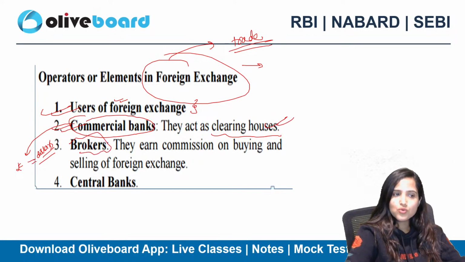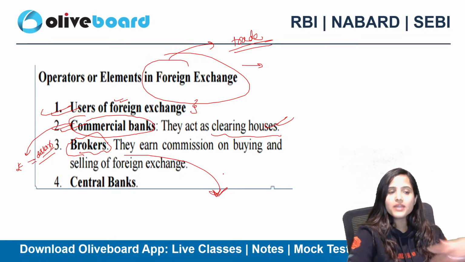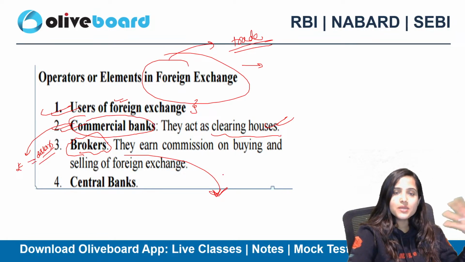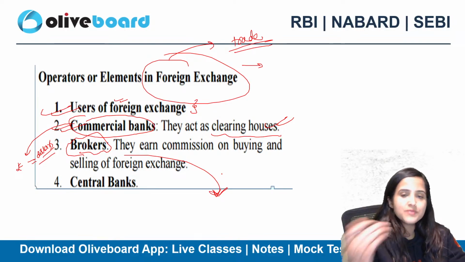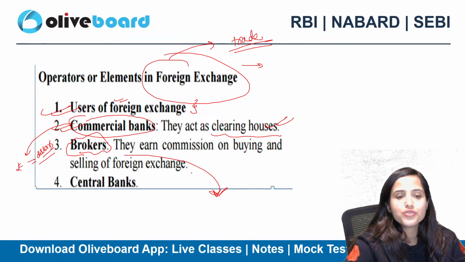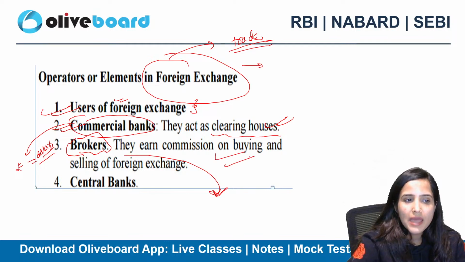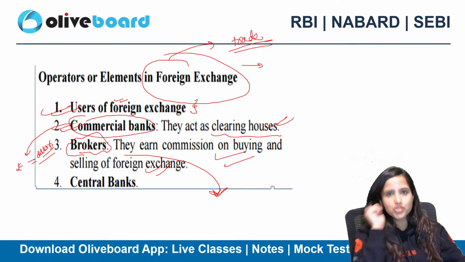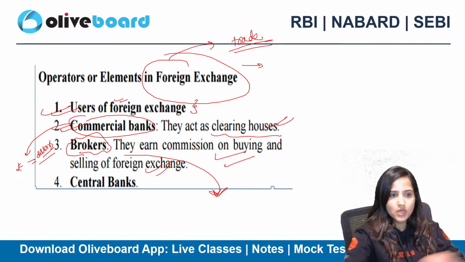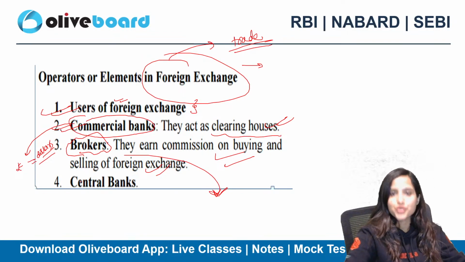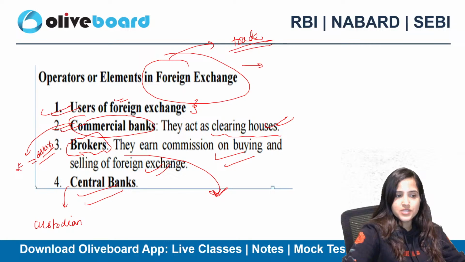Then brokers, who make a deal for you. When you can't directly make a deal with anyone, then you hire a broker, an intermediary. A broker is an intermediate person who helps you take that risk, or sell or buy. They earn commission on buying and selling of foreign exchange. They take up your task on behalf of you, they perform your duty, and in exchange they get a commission. Central bank is the custodian of foreign exchange.